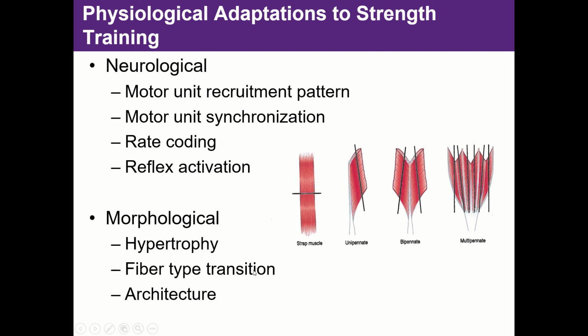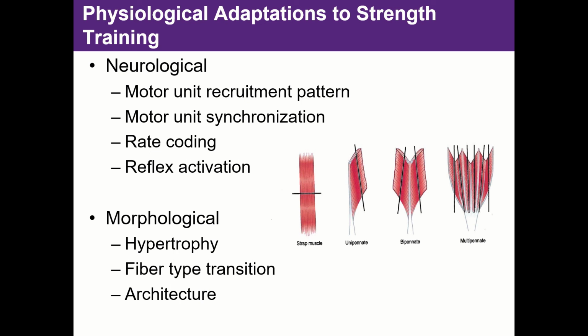So again, the type 2Xs can act more like the type 2As in response to strength training. In response to endurance training, the type 2As can act more like type 1s, so they can actually lose some size. They can add more mitochondria, more capillaries, more citric acid cycle enzymes, those kinds of things. So there is some malleability in the fiber types. They can act like other fibers in response to specific training.